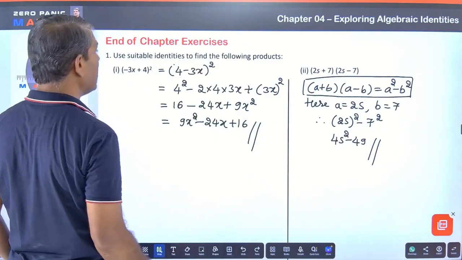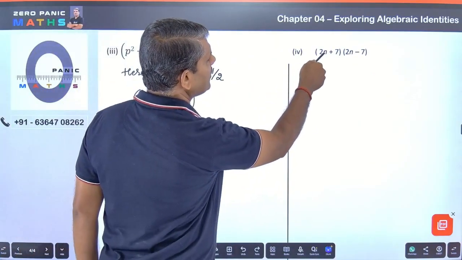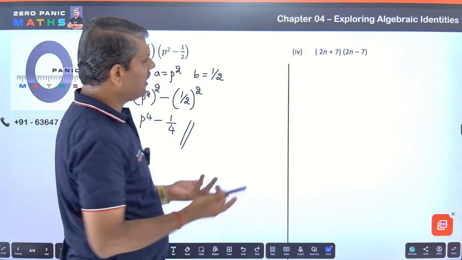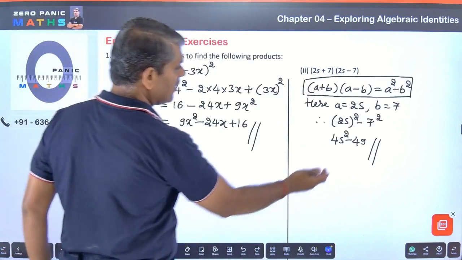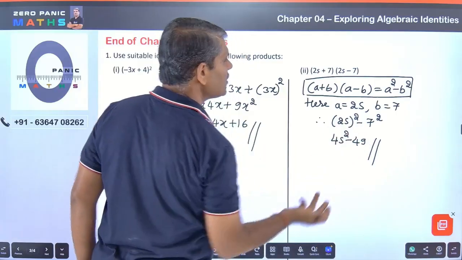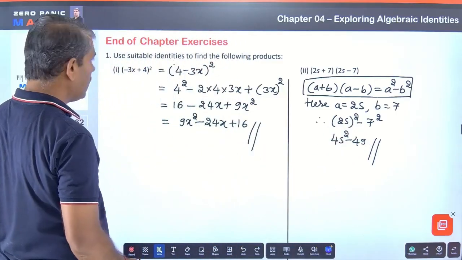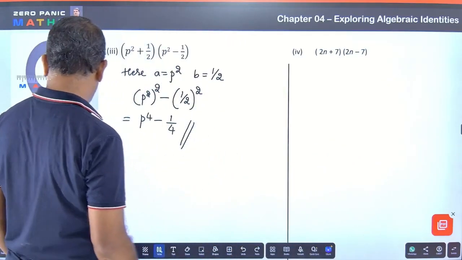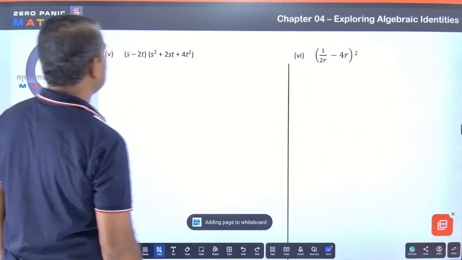If you see that, it is the fourth problem. Instead of s, they have given it as n. So we can directly write the similar answer here. It is 4n square minus 49. You can write that yourself. I will not spend time on that. Let us quickly go to the fifth problem now.